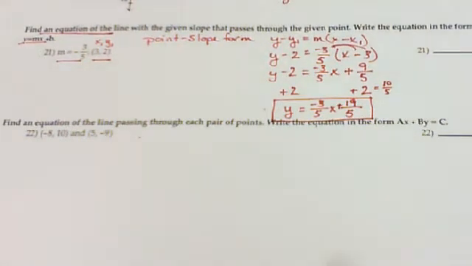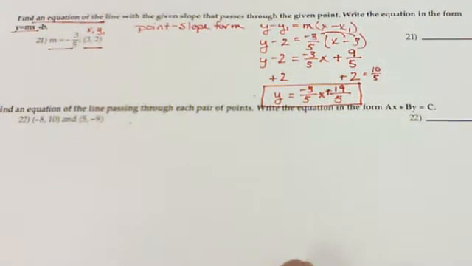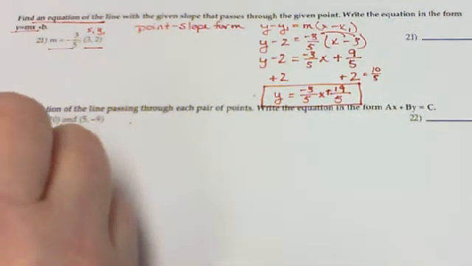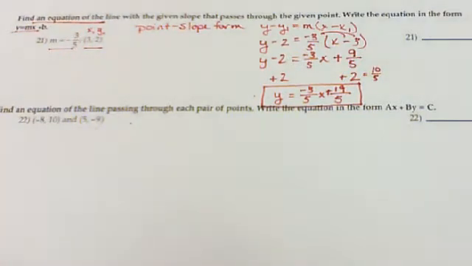For problem number 22, it's getting a little more complicated. So this time they didn't give you a point and a slope. This time they gave you 2 points, and it's one of those things you need to have memorized. I know you're hating to hear that, but it's true. Anytime they ever give you 2 points, it doesn't matter what it is they're asking you for, you always are going to have to find the slope.